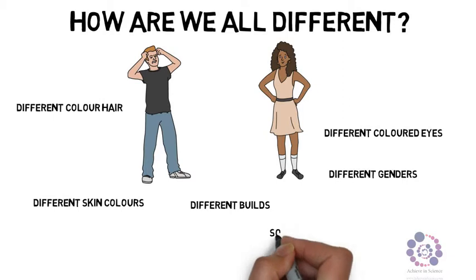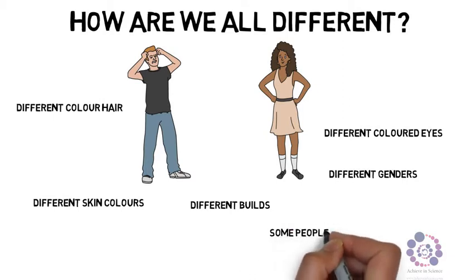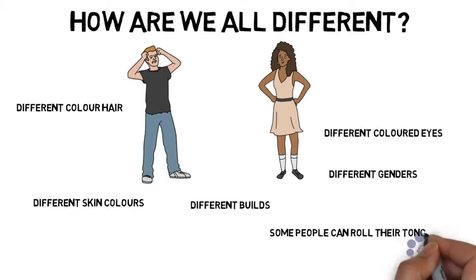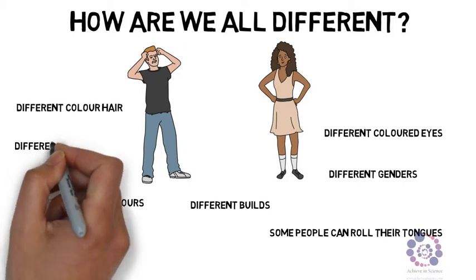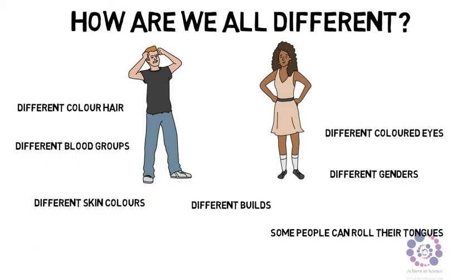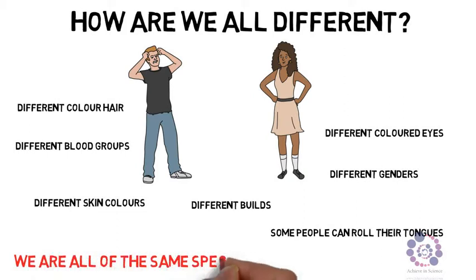We could also look at them a bit further. We can see if they could tongue roll or not. We could see what blood groups they were. Now we can also say that they've got similarities because they are both of the same species. But we do need to recognise these differences.